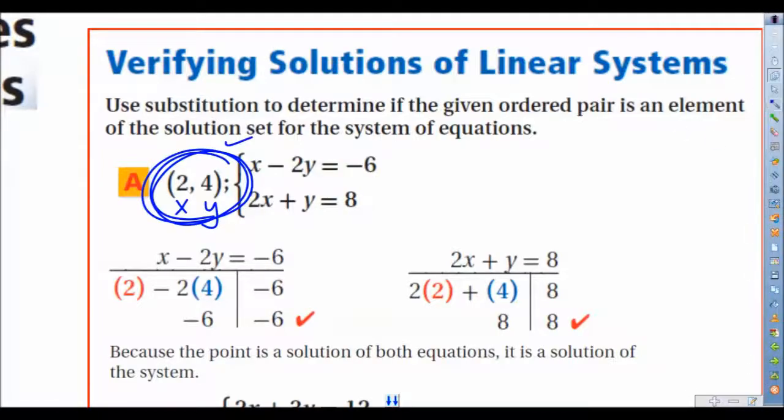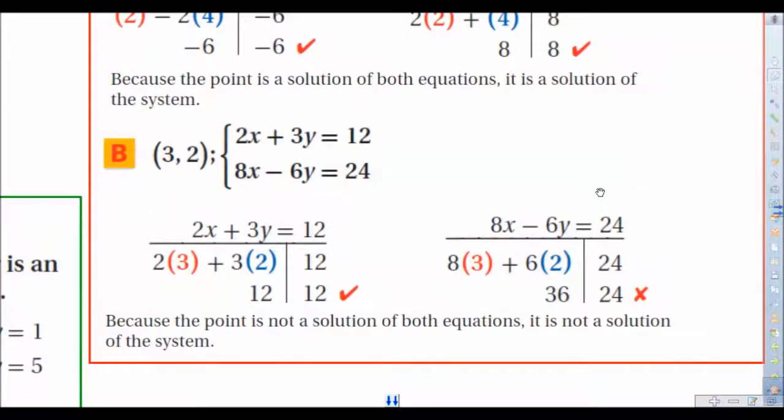If we take a look down here, you're seeing a situation where it didn't work. If we have 3 and 2 for this system here, notice it worked for the top equation, but it didn't work for the bottom equation. We end up getting 36, which was not the same as 24. So it's not a solution.